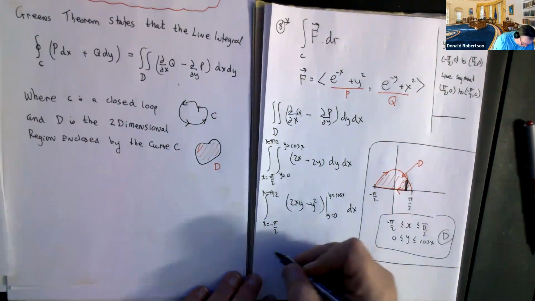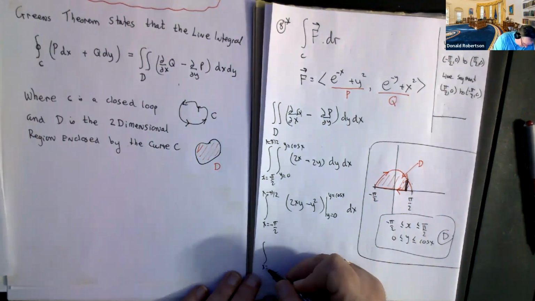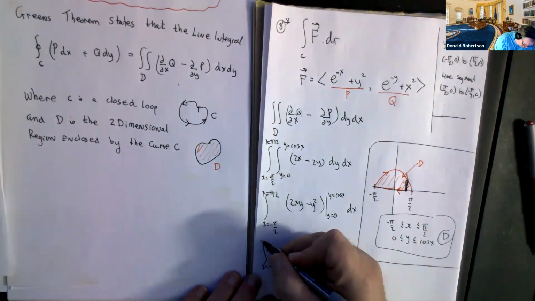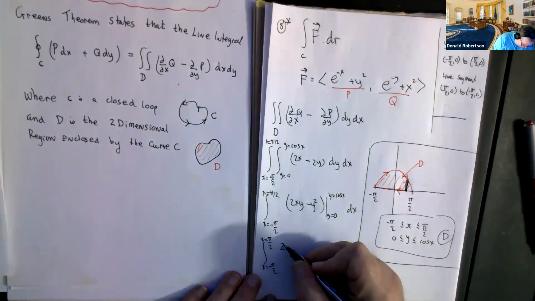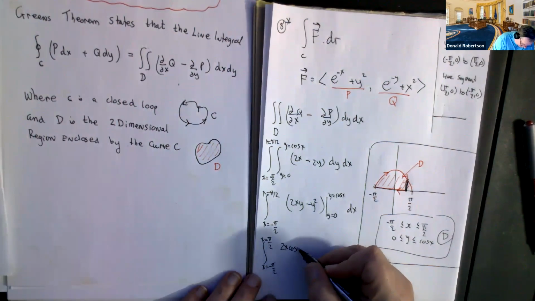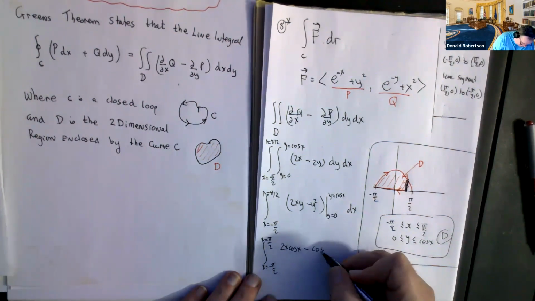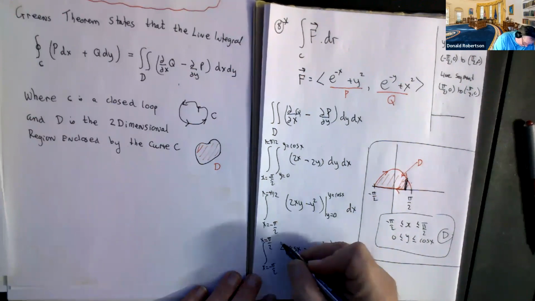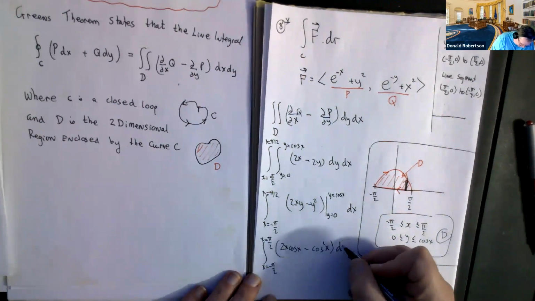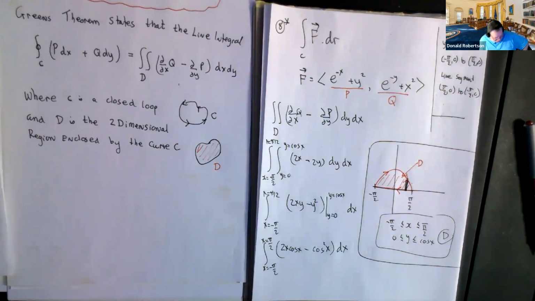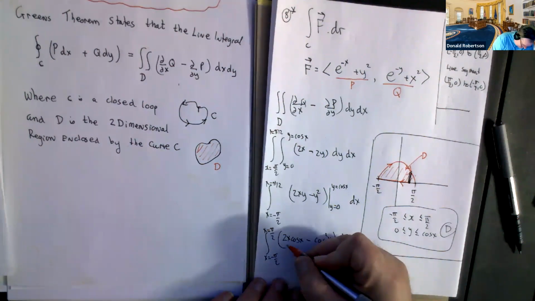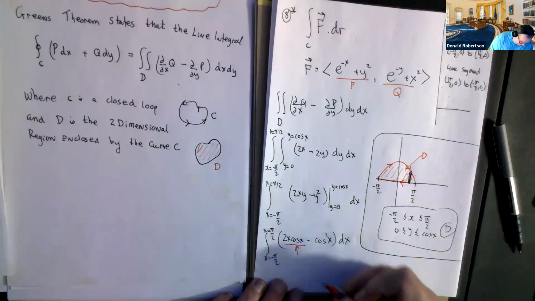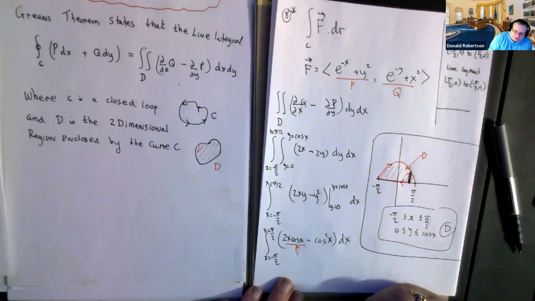What else can I do? Well, that's going to be the integral from -pi/2 to +pi/2, 2x cosine x, take away cosine squared x, minus a whole load of zeros. And we get to there. This is where I'm going to stop. This guy here is going to have to be integrated, and it's going to have to be done using integration by parts.